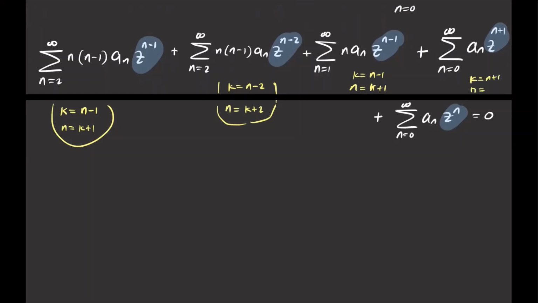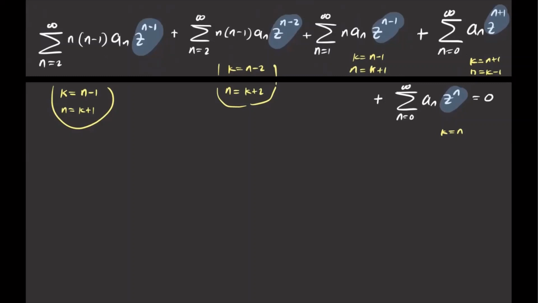So n would be k minus 1. And the last one, we just change k to an n. All right, so let's do the following rewriting. So the first summation, we have the sum.